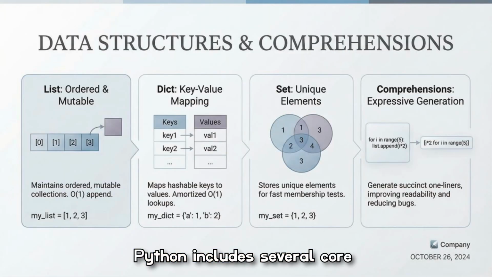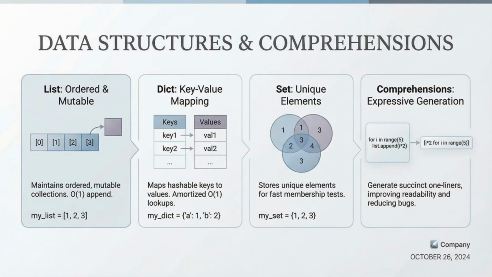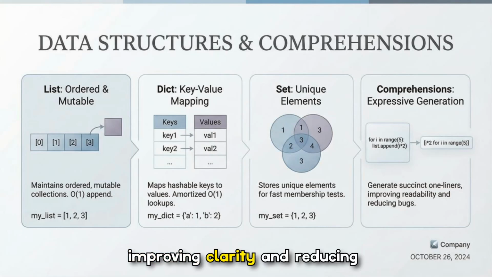Python includes several core data structures: lists for ordered, mutable collections, dictionaries for fast key-value mapping, and sets for unique membership tests. Comprehensions provide a succinct, readable way to generate these structures, improving clarity and reducing bugs by expressing common transformation patterns in compact, declarative one-liners.